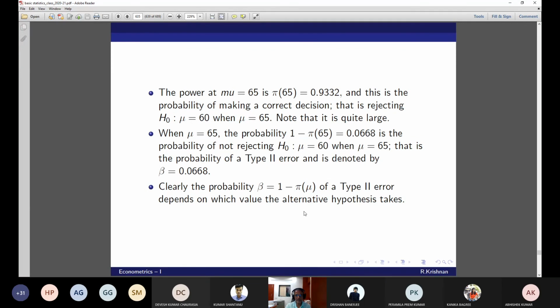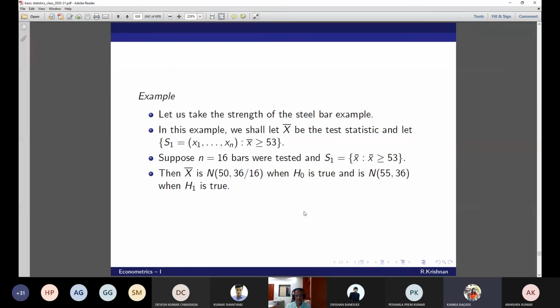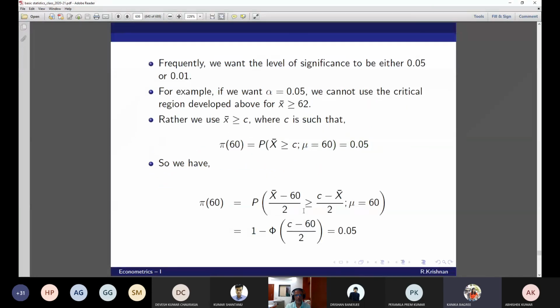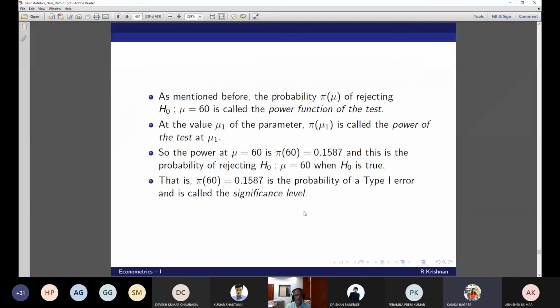Kanika, what is it? Sir, power is determined at what level of mu? That mu should lie in the alternative hypothesis, right? Correct. Mu1 should. Somebody said it correctly. That's what I said: the alternative is very important. It's not the null alone that is important. Why is the alternative important? Because that is going to decide the power of the test. You get my point, Kanika?